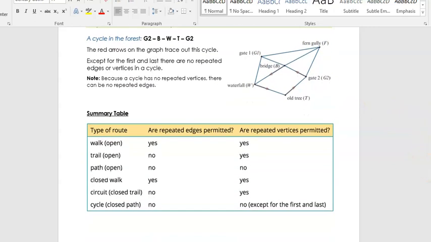So this little diagram here, the summary table, will show you what type of route it is, and you will get questions within your set that are going to ask, what is this specific type of route? Whether it's going to be a walk, a trail, a path, a closed walk, a circuit, or a cycle, which is a closed path. And it's going to ask these two questions: are repeated edges permitted, and are repeated vertices permitted? And depending on how you answer those questions will determine what type of route it is.